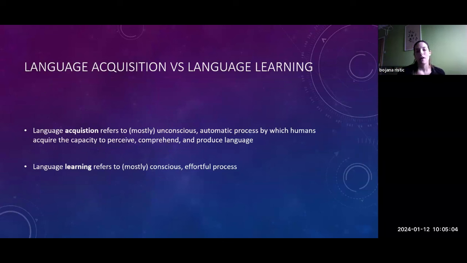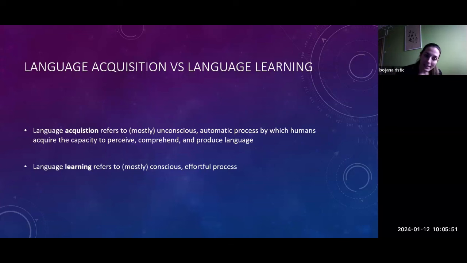Language acquisition refers to the unconscious, many would say intuitive process. It is automatic, meaning that we're not thinking about it, the process by which humans, usually the babies, right, acquire the language, acquire this capacity to perceive, comprehend, and produce language, right? We'll talk about the capacity thing. Now, this is acquisition. You acquire the language. It is not something that you do effortfully, right? You are like a sponge that soaks in all the information, right? I said mostly unconscious because some things are definitely conscious, especially when children later become aware of the language.